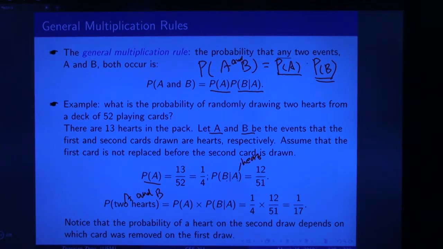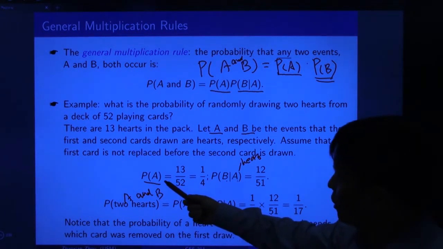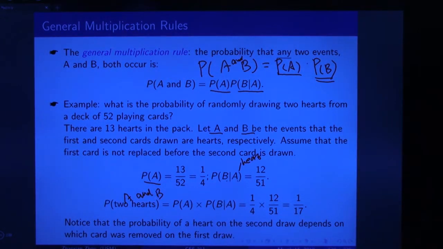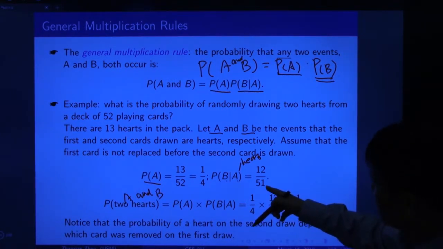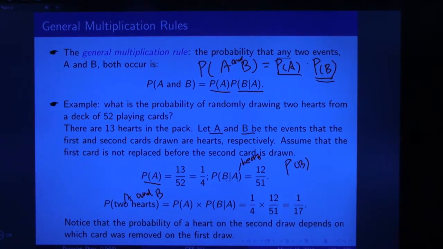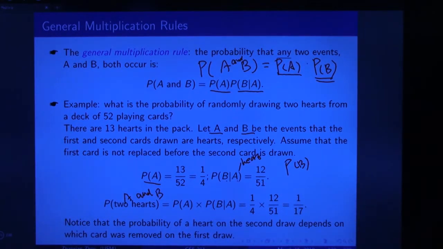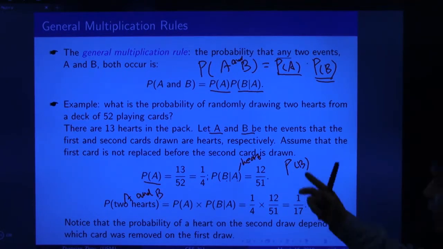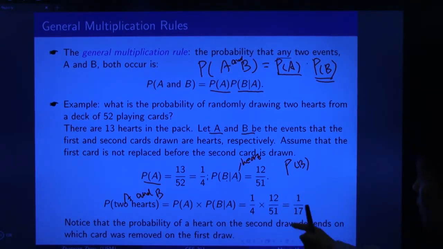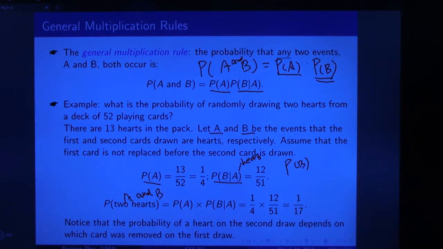So these two events are dependent. The reason is that the probability for the first card being a heart is 1/4, and that doesn't change. But the second one depends on the result of A. If A is a heart, then this is the probability. If A is a non-heart, then this probability of B will not be equal to this. So this probability is the probability of B on the condition that event A occurred.